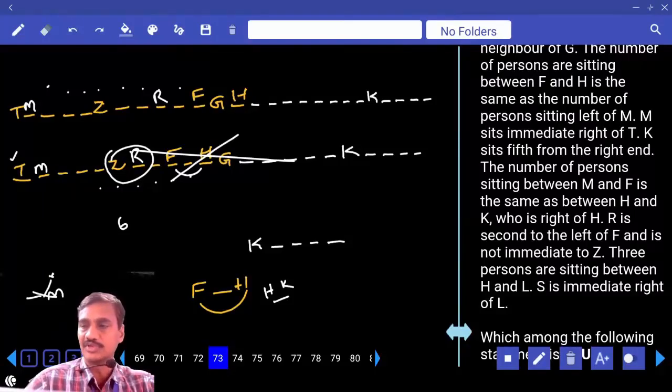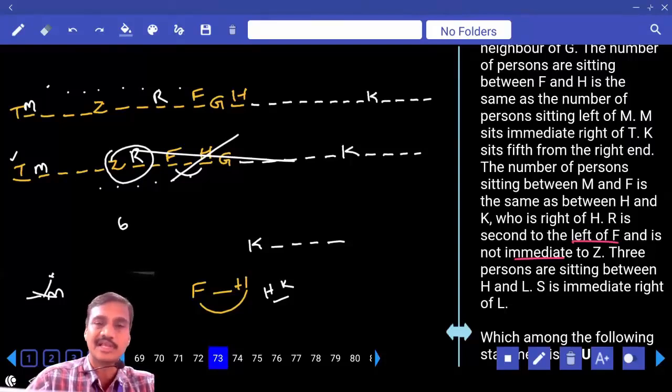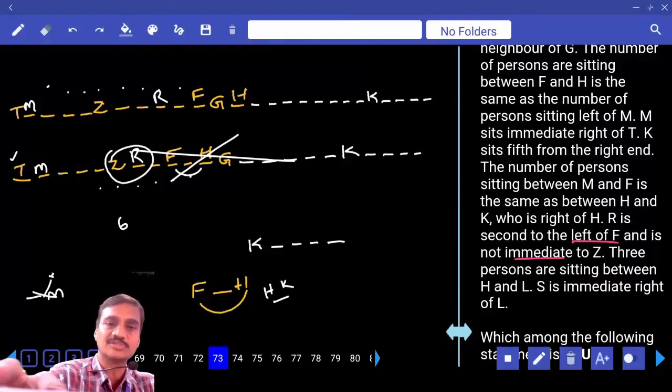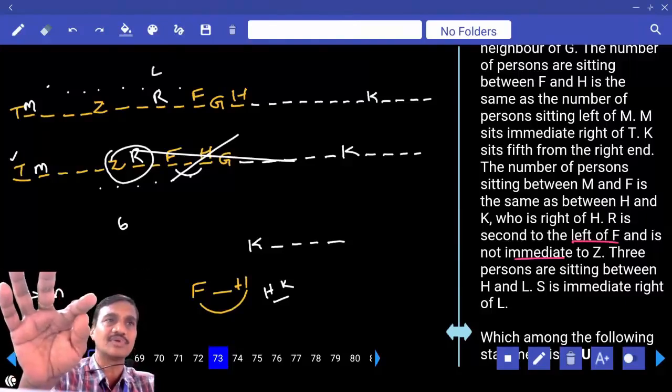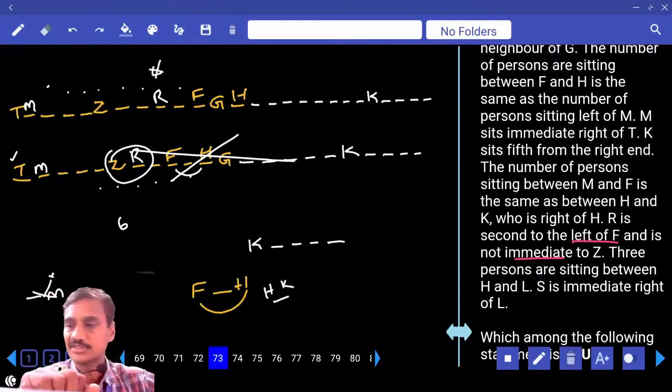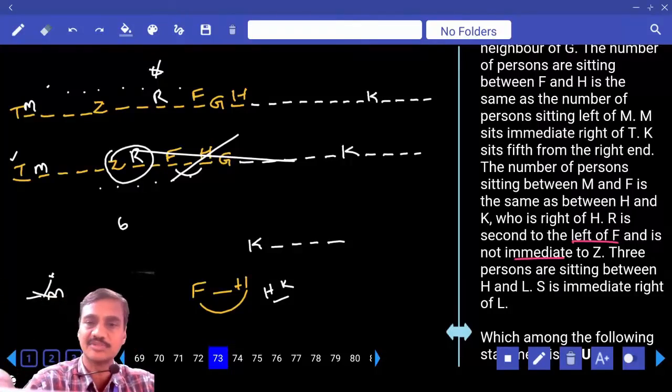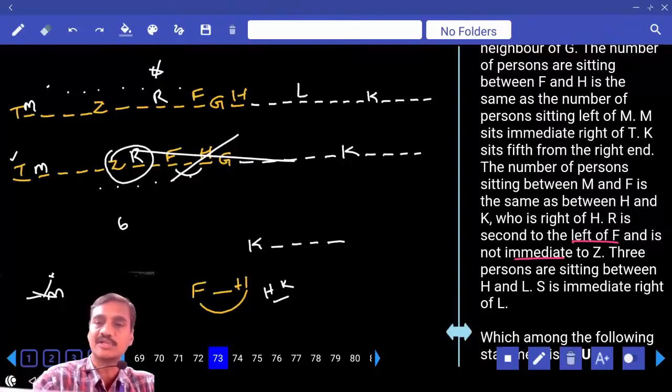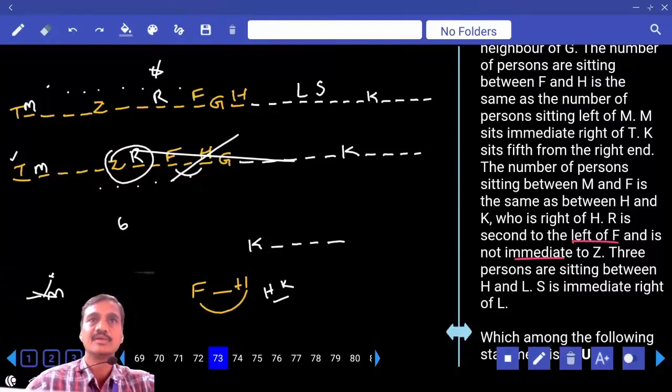And according to this one, 3 persons are in between H and L. Tell me, how many persons must be between H and L? 3 persons. L can be to the left hand side of H or right hand side. Left hand side, is it possible? Not possible. If you take left hand side, L and R must be in the same place, not possible. Hence, there must be exactly 3 persons between H and L, and L is at this place. And S is to the immediate right of L, S is at this place. Done with this? Now this is the final arrangement we have.